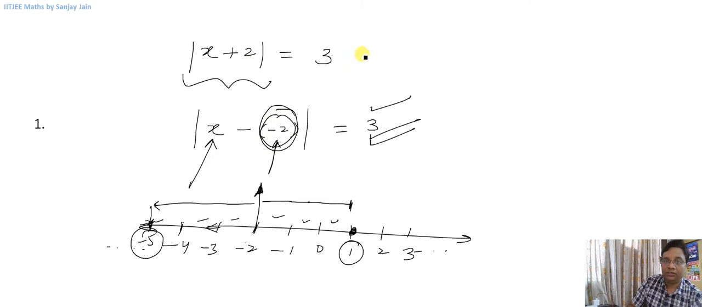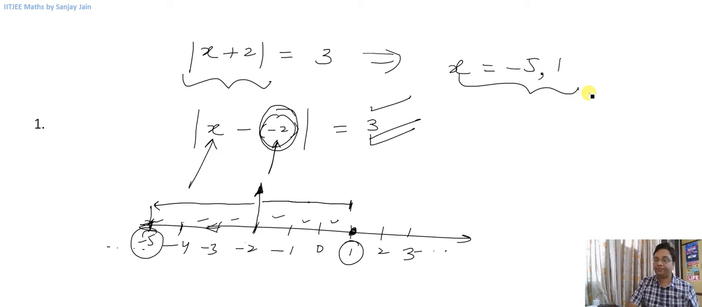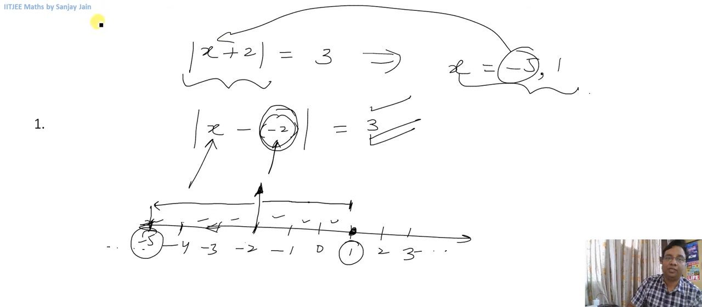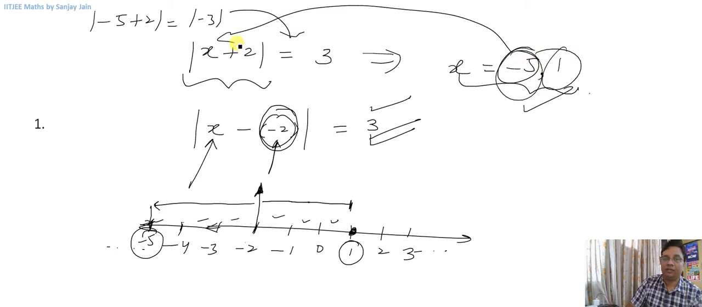So the solution to this equation will be x is equal to -5 or 1. You can verify this solution just by putting -5 in place of x. So if you put -5 in place of x, this will become mod of -3, which is nothing but 3. So yes, this answer is verified. And if you put 1, it will give you 1 plus 2, 3. So mod of 3 is again 3, right? So this is verified also. All right.